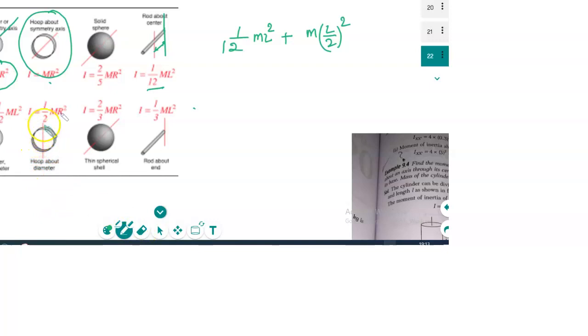You make one axis, and you can make the two axes. Either you take the vertical axis or the horizontal axis, both will be the same, because for using the perpendicular axis theorem we require two axes. Is it clear? Yes. So then I_y axis is equal to I_x axis.